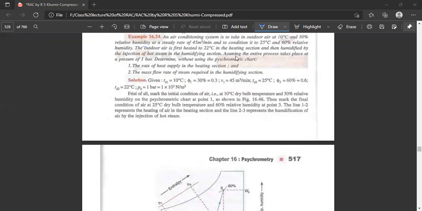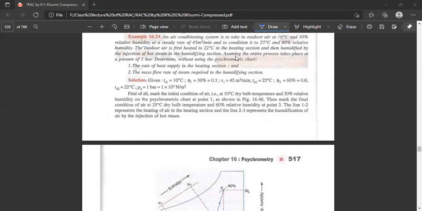An air conditioning system is to take in outdoor air at 10 degrees centigrade and 30% relative humidity at a steady rate of 45 cubic meter per minute, and condition it to 25 degrees and 60% relative humidity. So outdoor air is taken at 10 degrees centigrade, which is the dry bulb temperature, and 30% is the relative humidity of the incoming air.